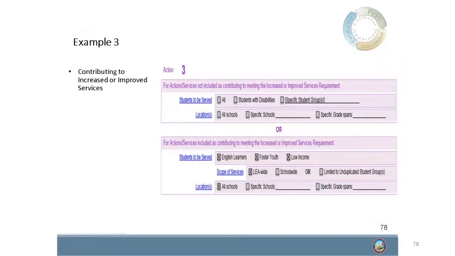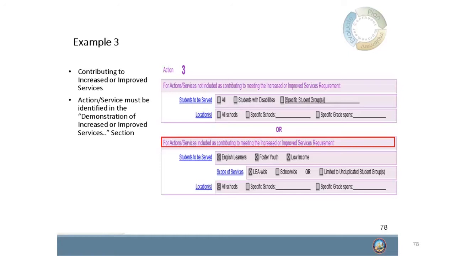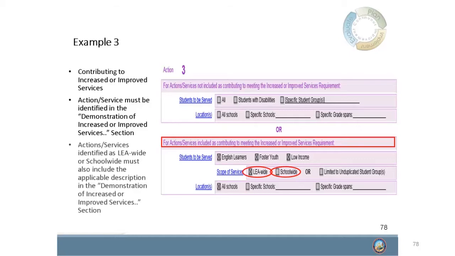This action is included as contributing to increased or improved services for unduplicated pupils. In this case, it is focused on all 3 of the unduplicated groups as noted in the students to be served. It is also being provided on a school-wide and LEA-wide level as noted in the scope of service. Because this action contributes to increased or improved services, it must be included in the last plan section, the demonstration of increased or improved services.